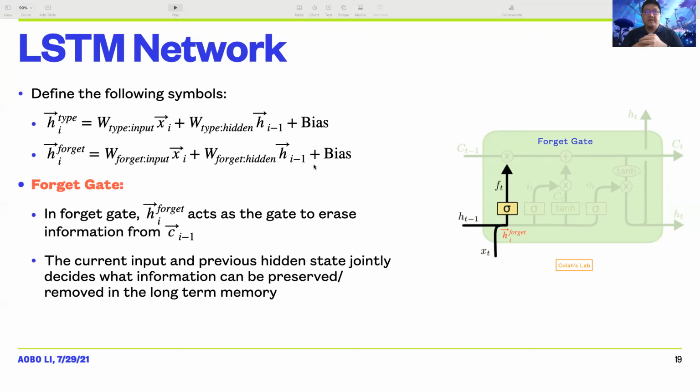So in the forget gate, the H forget will act as a gate to erase information from the cell state, which is the long-term memory. The current input and the previous hidden state will jointly decide, by feeding it through a sigmoid function, what information can be preserved in the cell state and what information we should erase in the cell state.